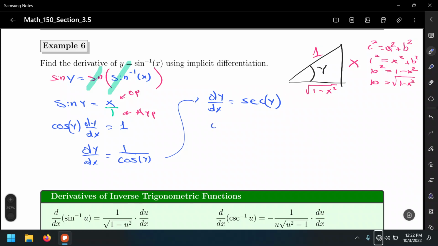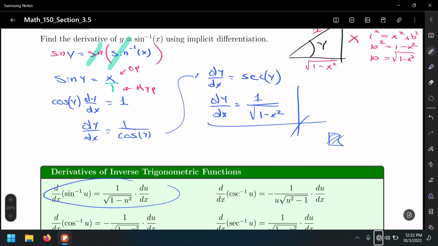What's SOHCAHTOA for secant? Hypotenuse over adjacent. So what's our hypotenuse here? Isn't that a 1? What's the adjacent? Isn't it this formula?